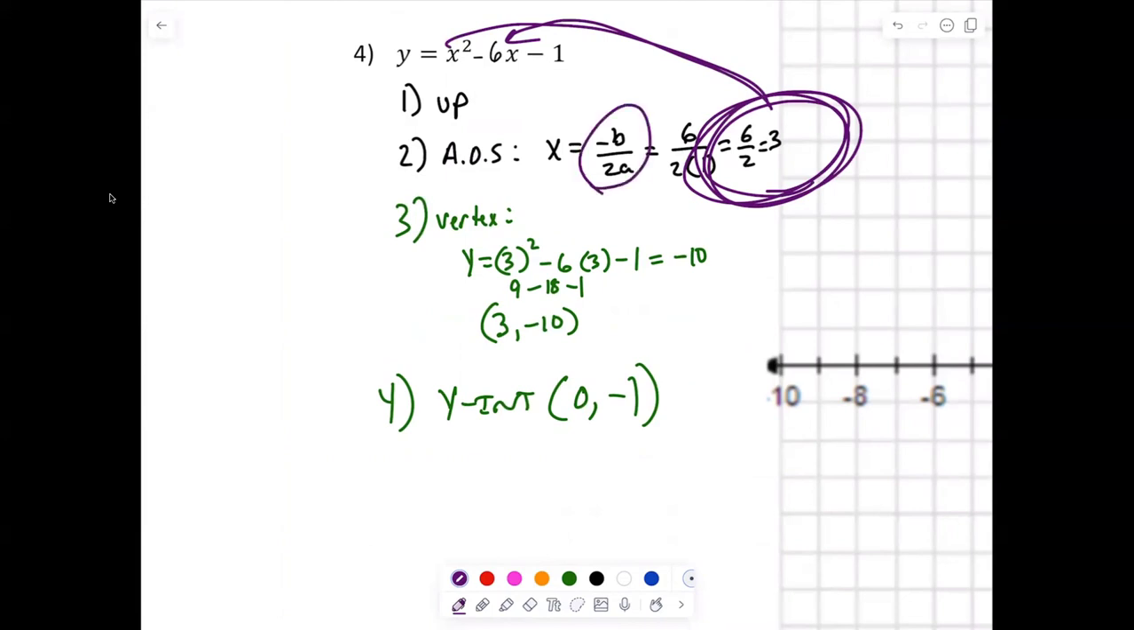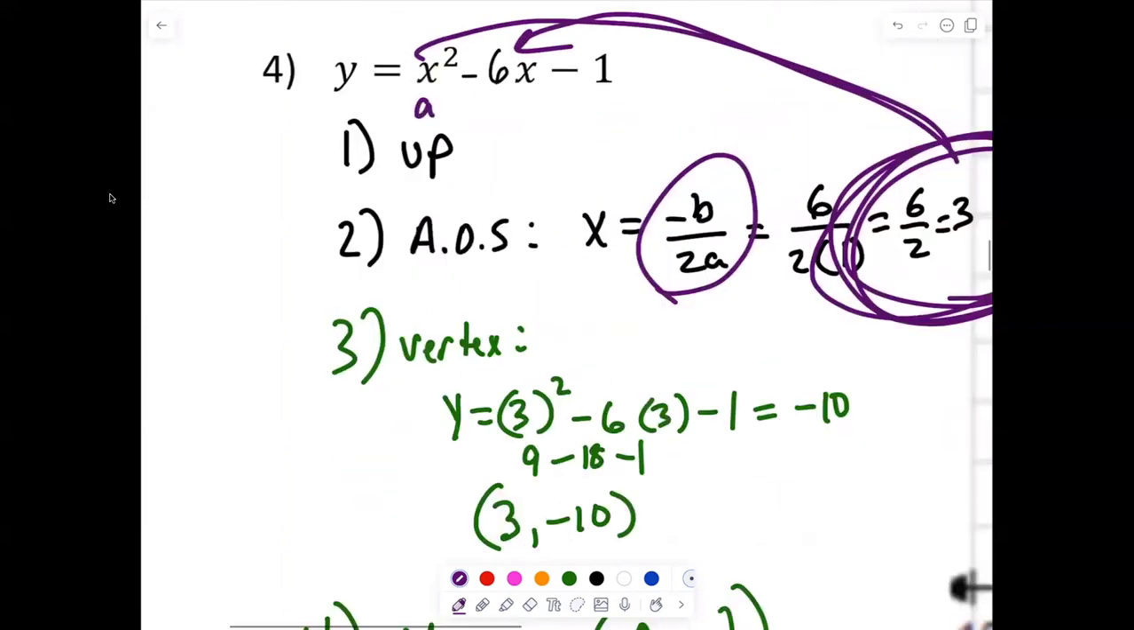Negative b over 2a. A equals 1, b equals negative 6, c equals negative 1. Always, that's the formula. You hear me? It's always that. Just like the y-intercept is always 0, c. You with me? All right, so here we go.